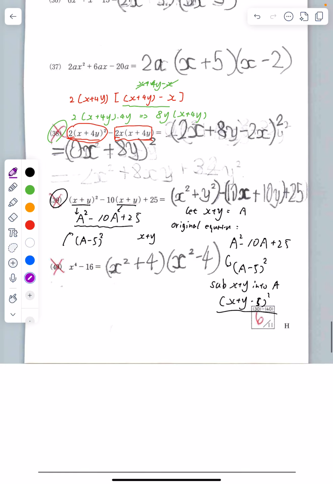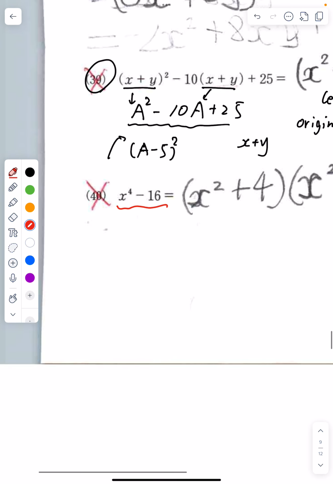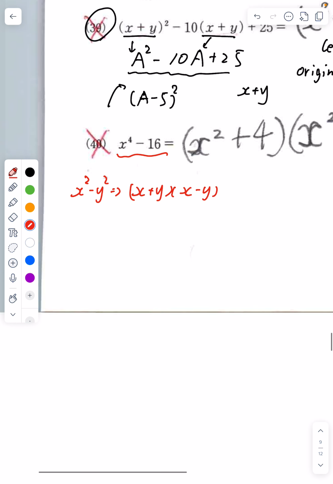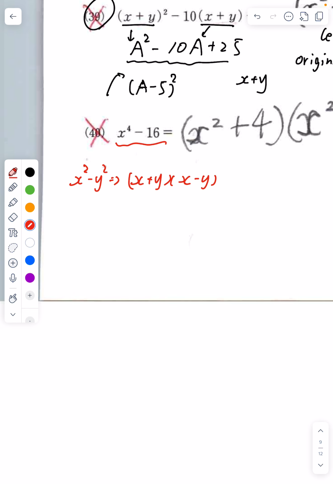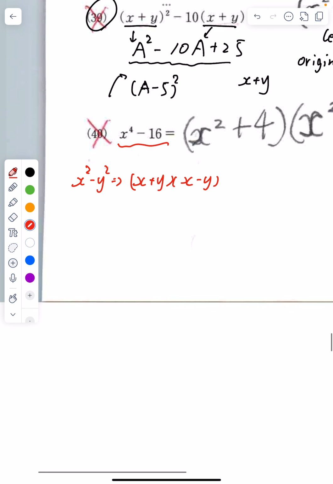Alrighty, last question. x to the power of 4 minus 16. This is actually a formula that we can use for difference of squares. So what is the difference of squares? Let's say we have x squared minus y squared. This is actually equal to x plus y, x minus y, right? But over here we have x to the power of 4 and 16. So how should I rewrite this equation?